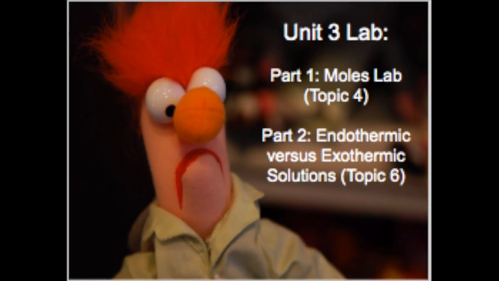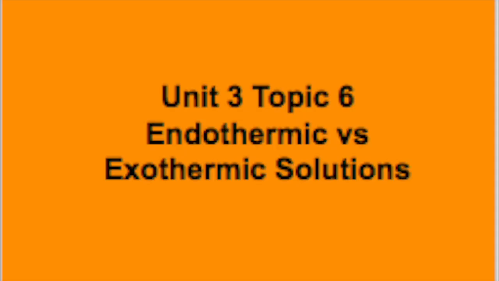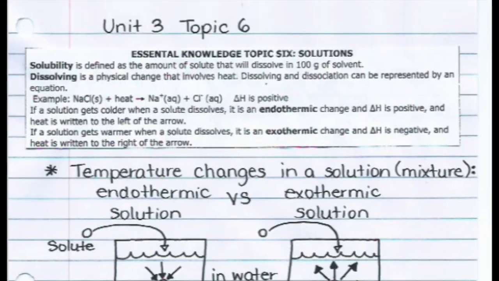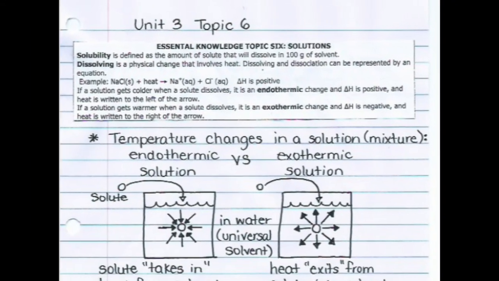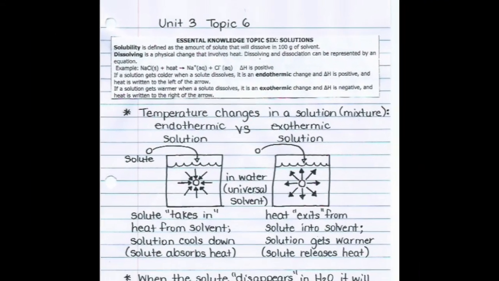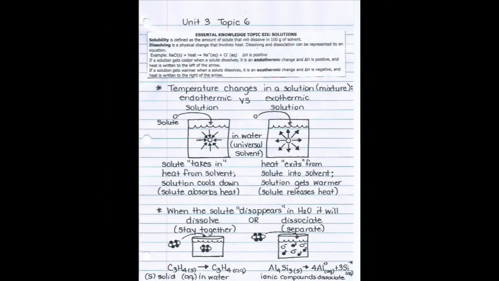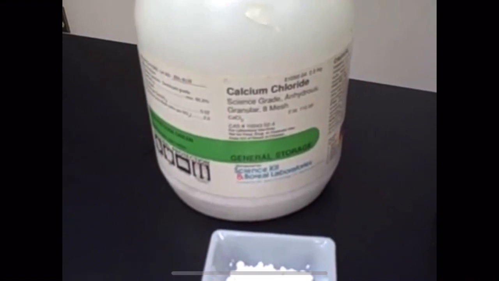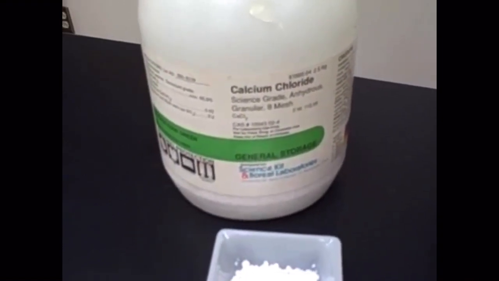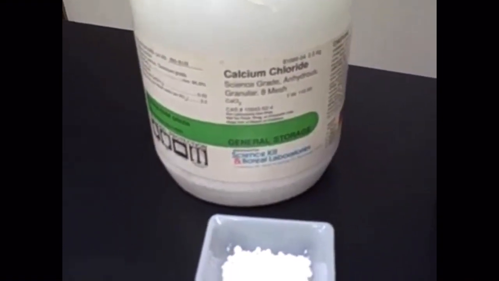We're going to be doing the second part of the lab, which is entitled Endothermic versus Exothermic Solutions. If you need a quick recap, go back to your notes. That is topic 6 in your Unit 3 notes. And we're going to start off by taking some calcium chloride. That's going to be our solute.